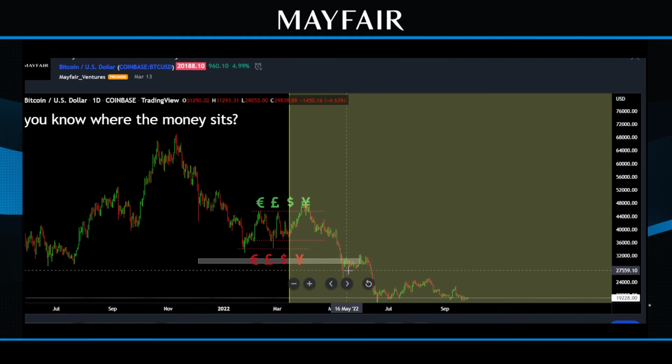So this is where knowing your bias at this particular point will give you opportunities to trade up or down, based on these levels, right? So knowing the money and knowing where the liquidity, the money, is sitting is kind of crucial.